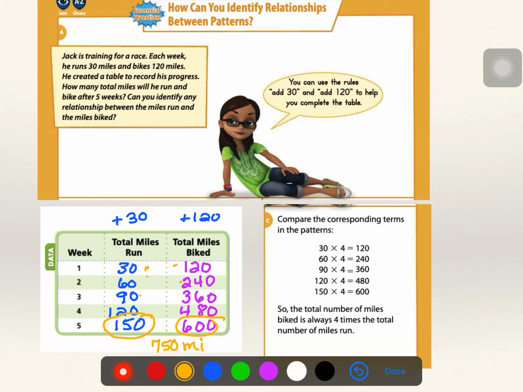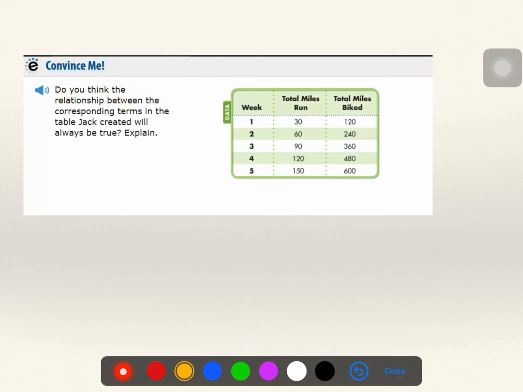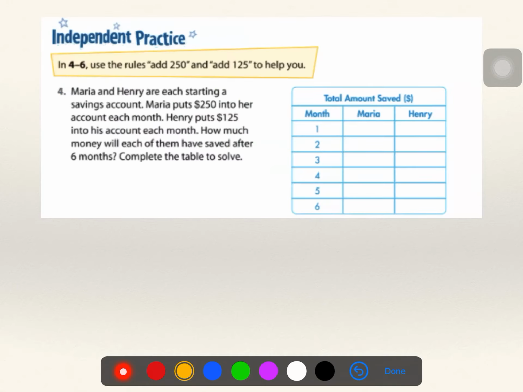Each one of these numbers is a term in the pattern, and now I have correctly identified the relationship between the two. Do you think the relationship will always be the same? Will it always be 4 times as many? It should, as long as the pattern of miles run is plus 30 and the miles biked is plus 120, it will always be increasing by 4 times as many. Can you try this now?